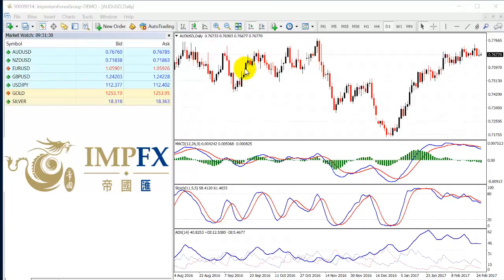So let's take a look at some of the markets that are in the Imperium Forex intraday report.